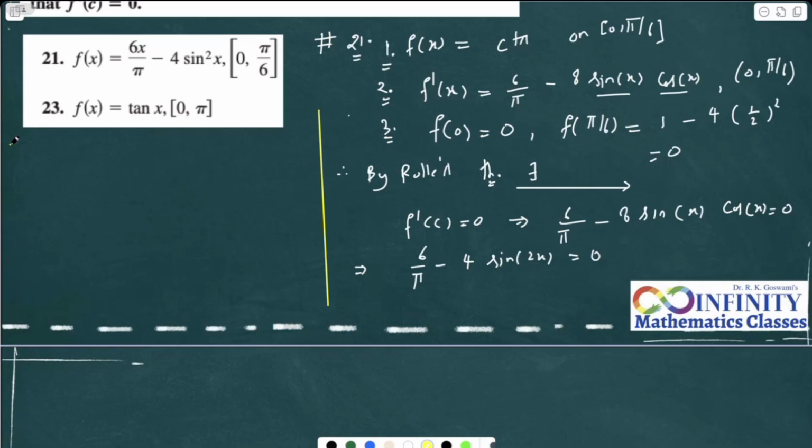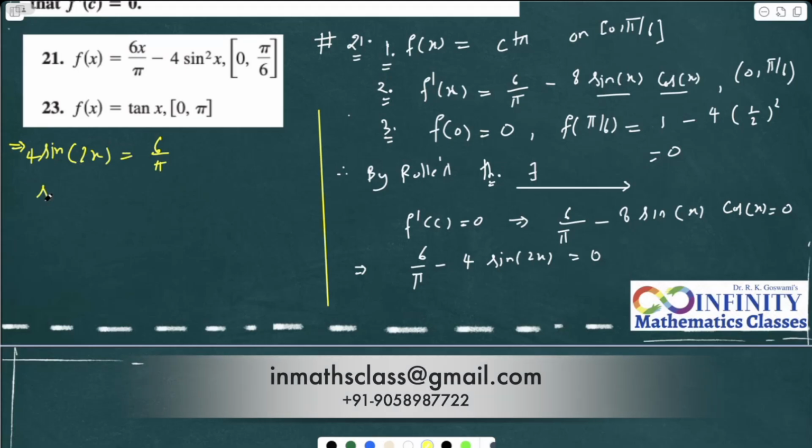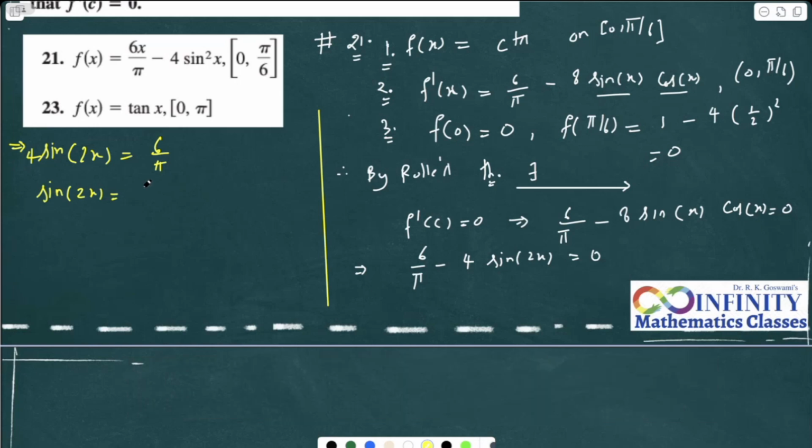I'm writing from this step, maybe on the left hand side. If you can see, sine 2x multiplied by 4 is going to be 6 upon pi. And if you allow me, I can divide by 4 also. Sine 2x is going to be how much? Is it going to be 3 by 2 pi? Am I right? Yeah. Okay.